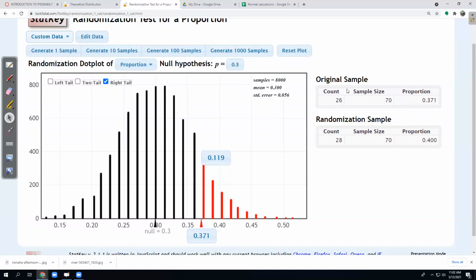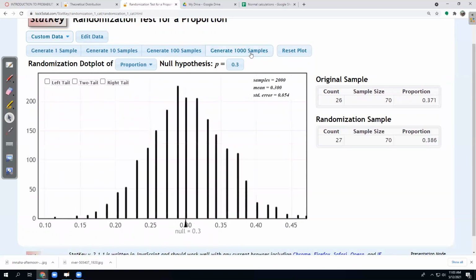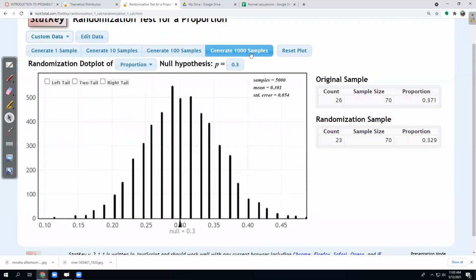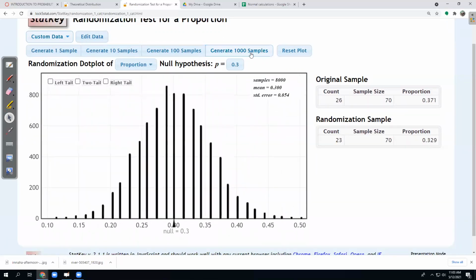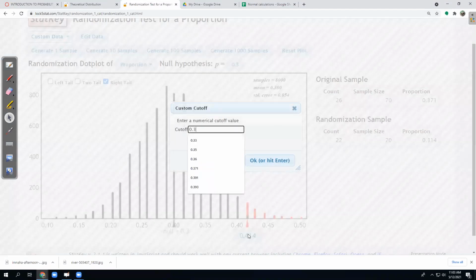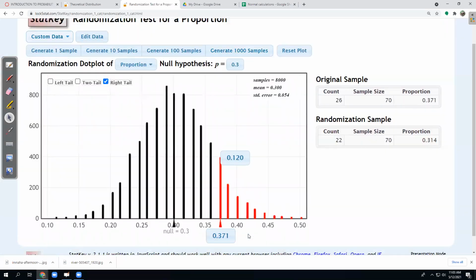This shuffling the cards 8,000 times produced a slightly different one. If I reset and do it again, will I get a very different number than 11.9%? Answer is no. Based on a sample of size 70, we're probably going to get about the same all the time. So if I reset, that was 11.9% for the p-value. It isn't too far from 9%, in my opinion. Let's get 8,000 again, and then I say right tail, and enter my sample down here, 0.371, 37.1% of stocks went up for my sample. I get 12% this time.